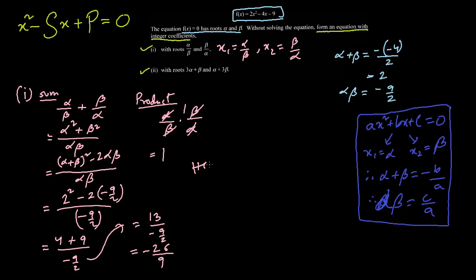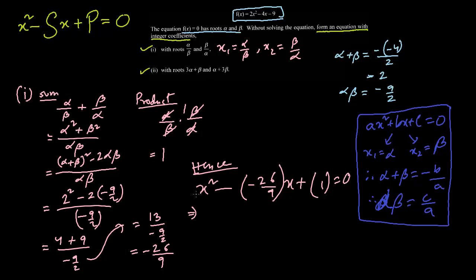So we can write, hence, x squared minus sum of the root. So the sum of the root is minus 26 by 9 x plus product of the root is 1 equals to 0. So now it is important to have the coefficient to be integer. So what we can write, multiply both sides with 9. That turns out to be 9x squared minus 1 is plus 26 by 9 into 9 is 26x plus 9 ones are 9 equals to 0. So this is going to be the quadratic equation whose roots are alpha by beta and beta by alpha.